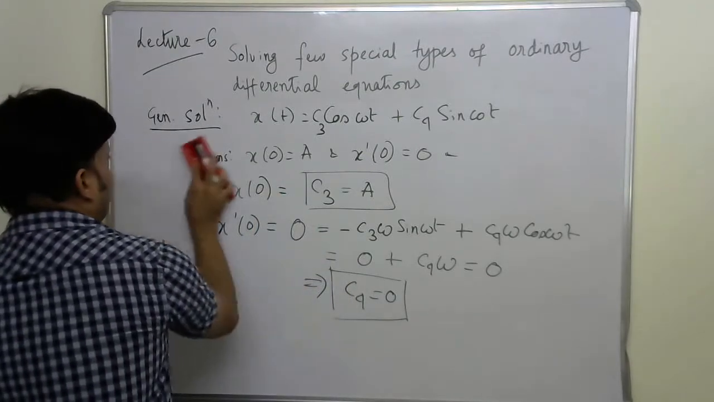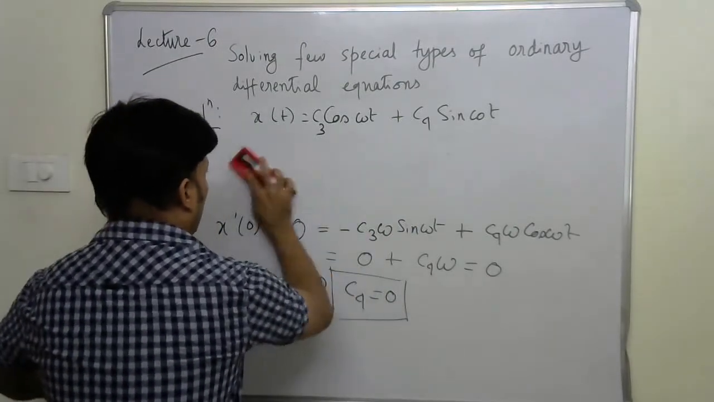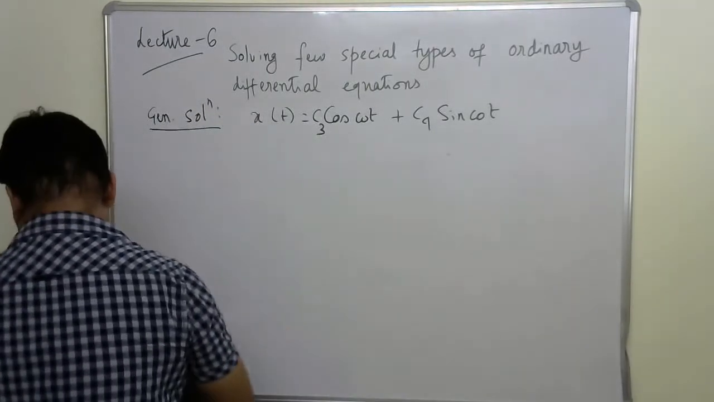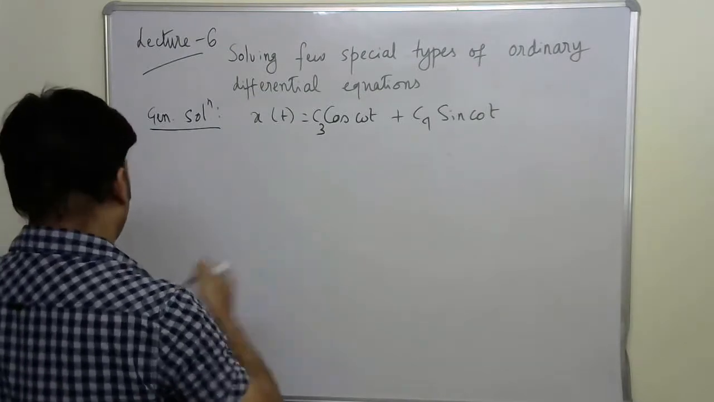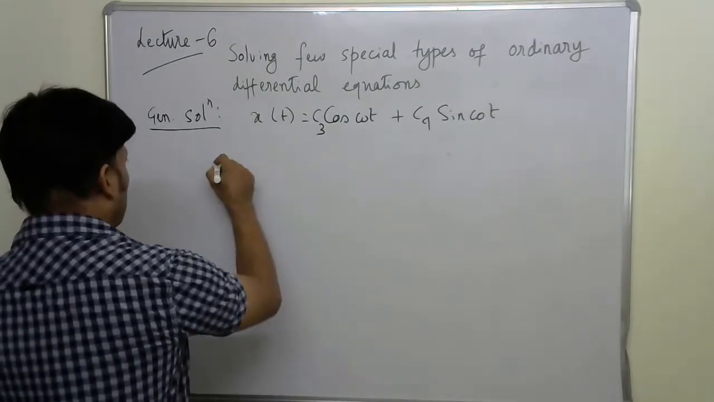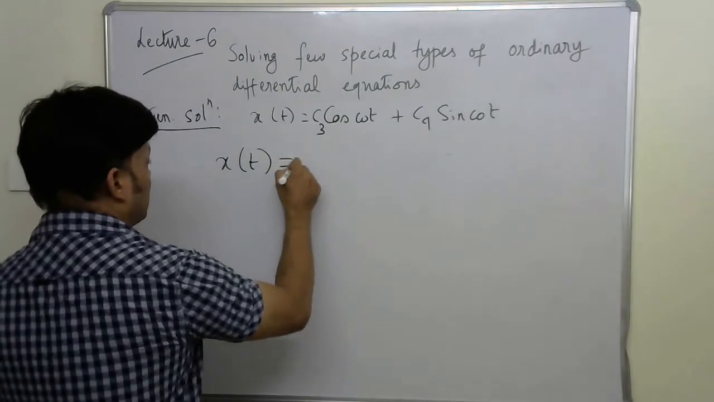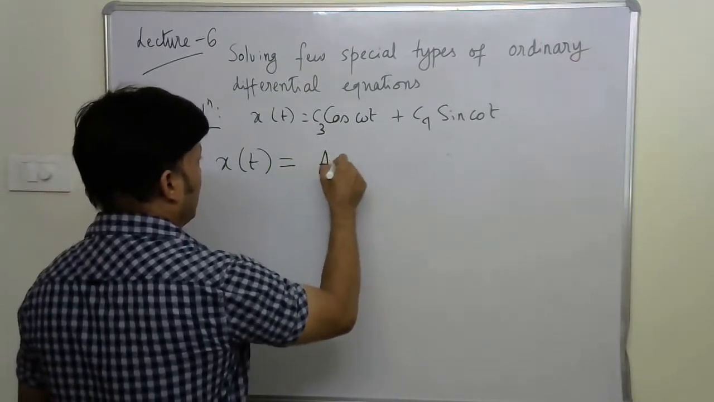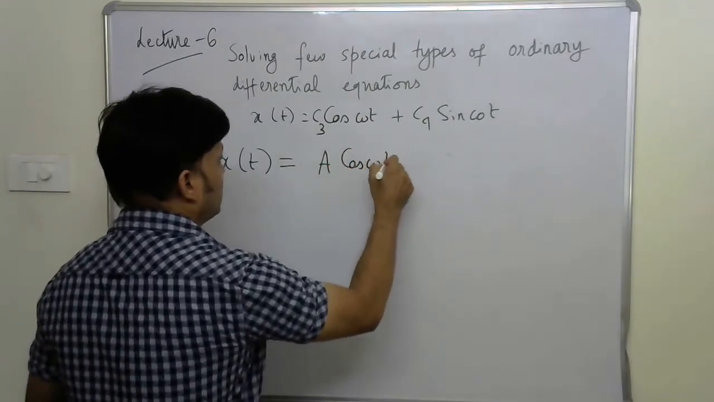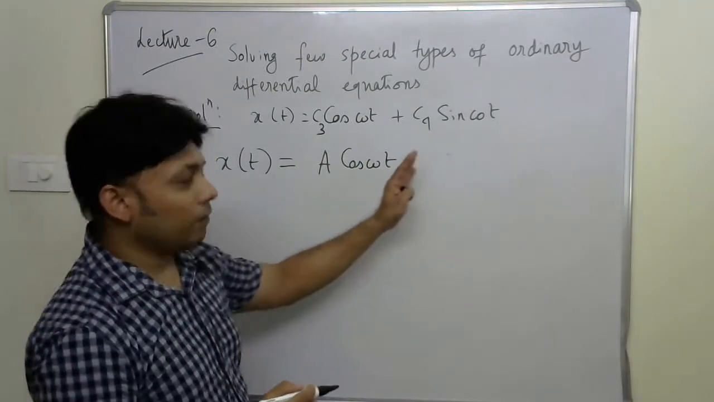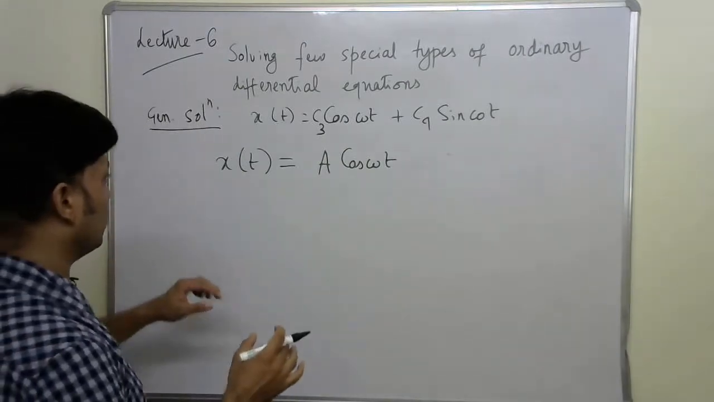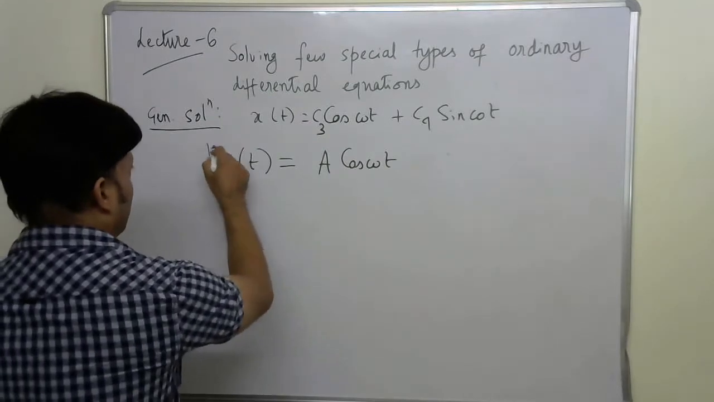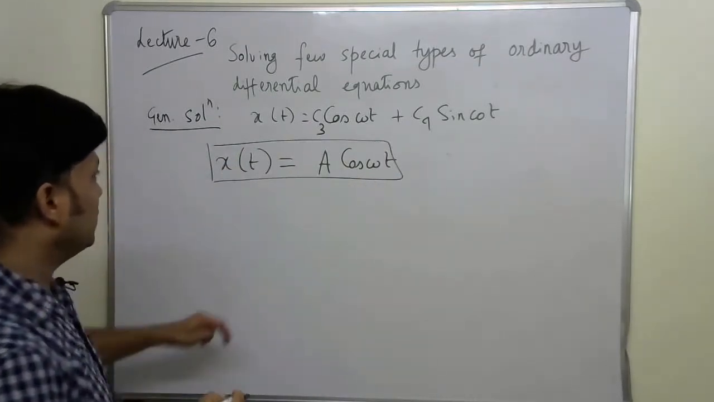So if we take these two values of C3 and C4, then definitely we are able to write the entire specific solution. So the specific solution according to those boundary conditions becomes x(t) is equal to, so C3 becomes A cos omega t, and we have already found out that the value of C4 was 0. So x(t) is equal to A cos omega t.